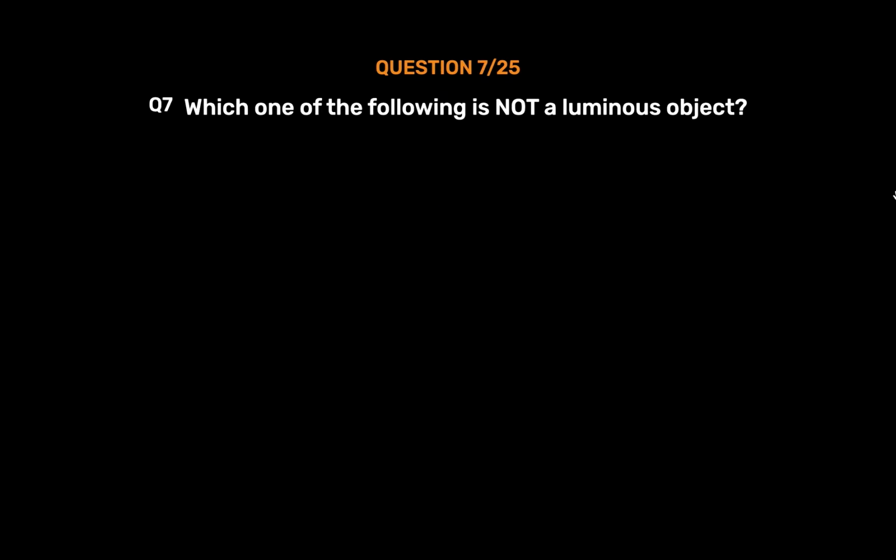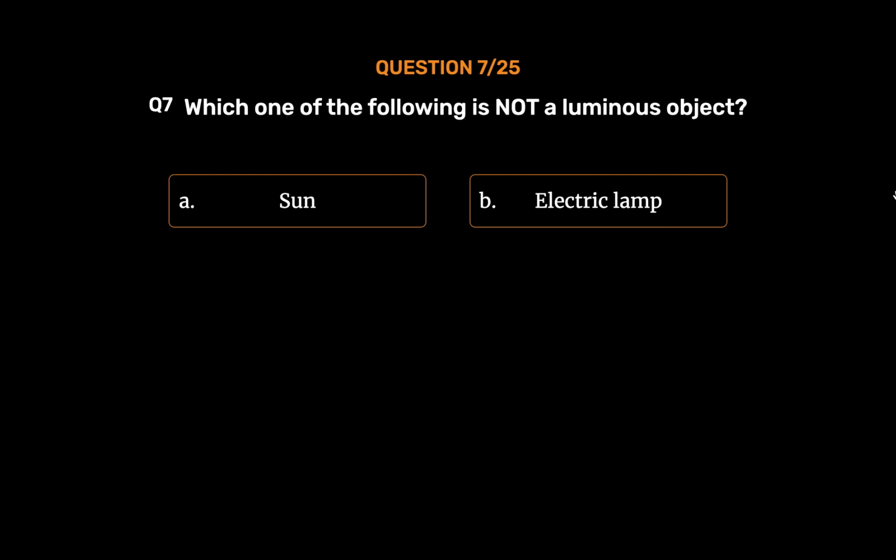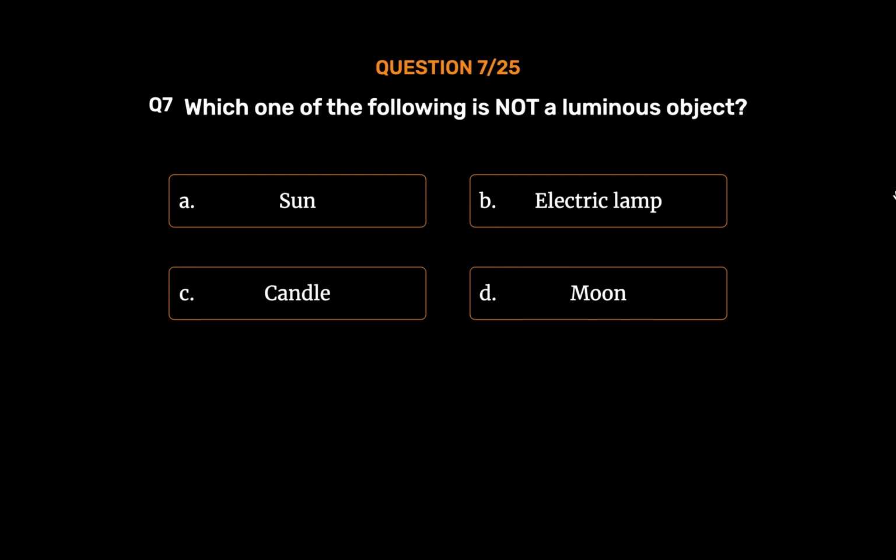Question number 7. Which one of the following is not a luminous object? Option A. Sun. Option B. Electric lamp. Option C. Candle. Option D. Moon. The correct answer is option D.